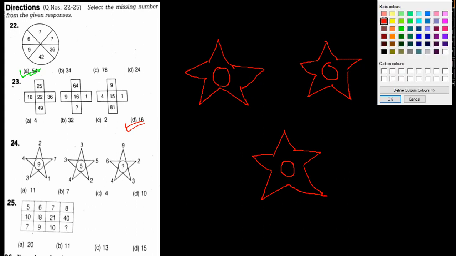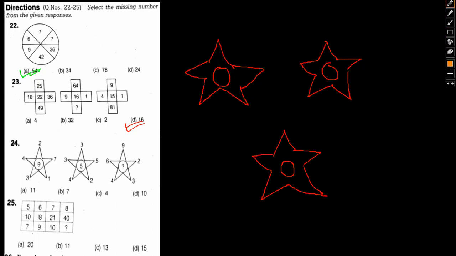Now let's take a look at this. This is 2, 4, 7, 3, 1 and 9. Subsequently this is 3, 3, 5, 4, 2, and subsequently 9, 6, 2, 4, 3. So this is 5. Now let's see one thing.